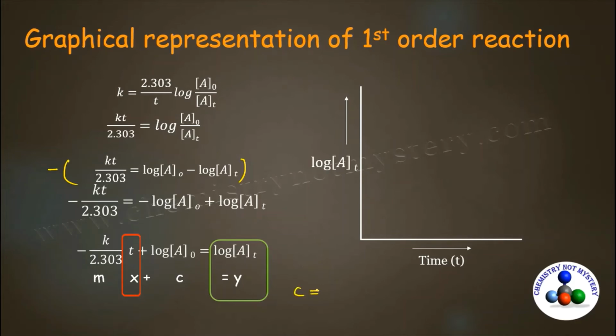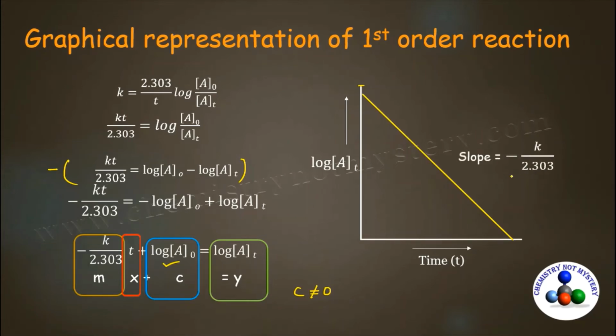Here you have seen intercept is not equal to 0. It has some value. That means a straight line will not originate from the origin. It will originate from somewhere else. Because here the slope is negative, that's why a straight line will go downward, having slope minus k over 2.303. This is the intercept. Its value will be equal to log A naught.